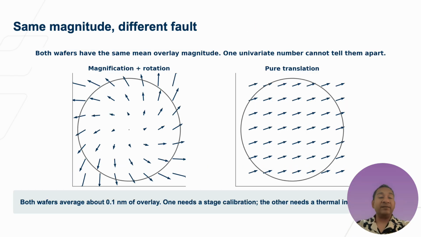Two wafers. Left, vectors point outward from the center and curl, that is magnification plus rotation. Right, the vectors all point the same direction with the same length, pure translation. Both wafers have about the same average overlay magnitude. On a univariate chart of mean overlay, they are indistinguishable. One needs a stage calibration, the other needs a thermal investigation. Different teams, different tools, different days of work. And which one would you rather find out from the chart versus trial and error?